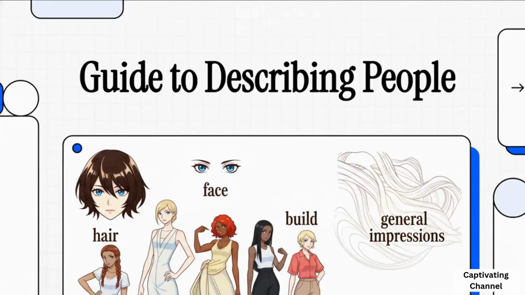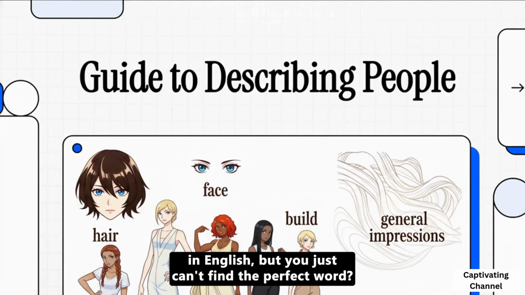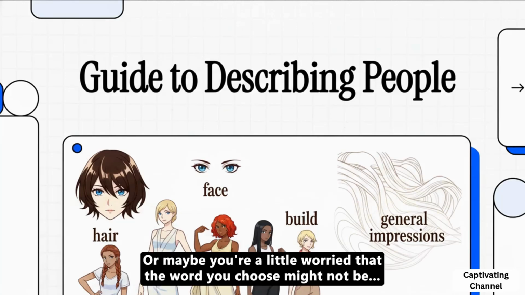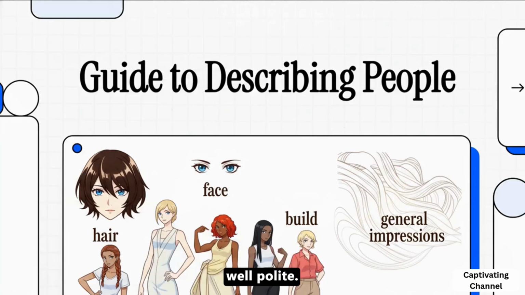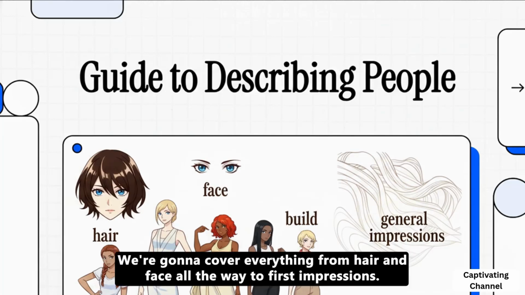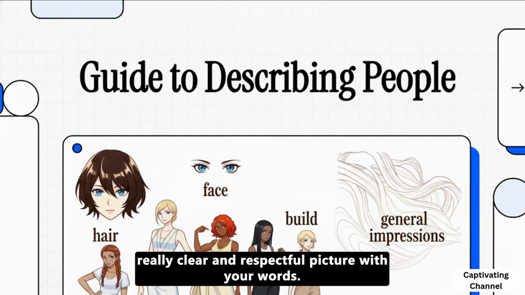Hey there and welcome. You know that feeling when you're trying to describe someone in English, but you just can't find the perfect word? Or maybe you're a little worried that the word you choose might not be, well, polite. We've all been there. So today, we're going to fix that. This is your ultimate guide to the vocabulary for describing people's appearance. We're going to cover everything from hair and face all the way to first impressions. I promise, by the end of this, you'll feel way more confident painting a really clear and respectful picture with your words.